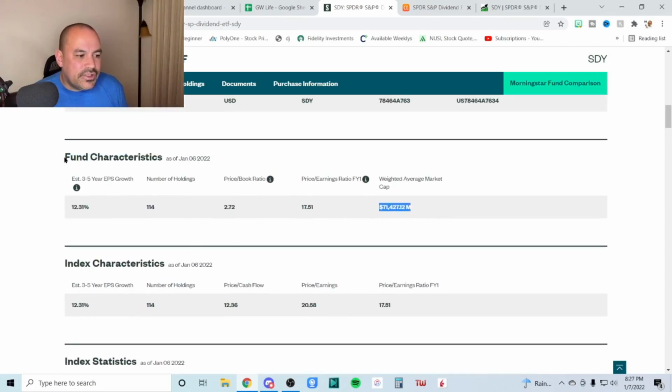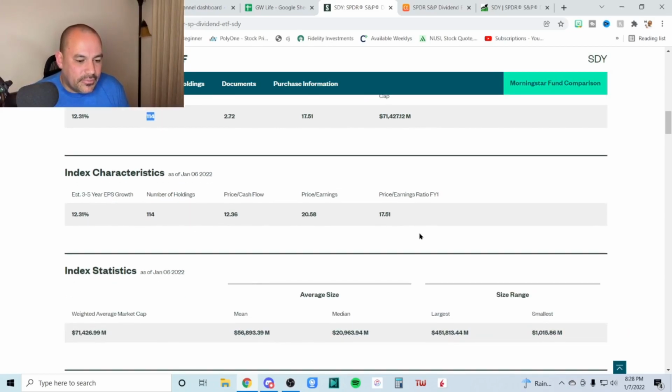So what this shows is the fund characteristics and the index characteristics. What they're showing you is how well they follow the index. And over here, you'll see they're a little off. It really just depends. Price to earnings ratio, 17.5 and 17.5. And the number of holdings, 114 and 114. Some ETFs don't exactly follow the index 100%, but they're following it pretty well here.